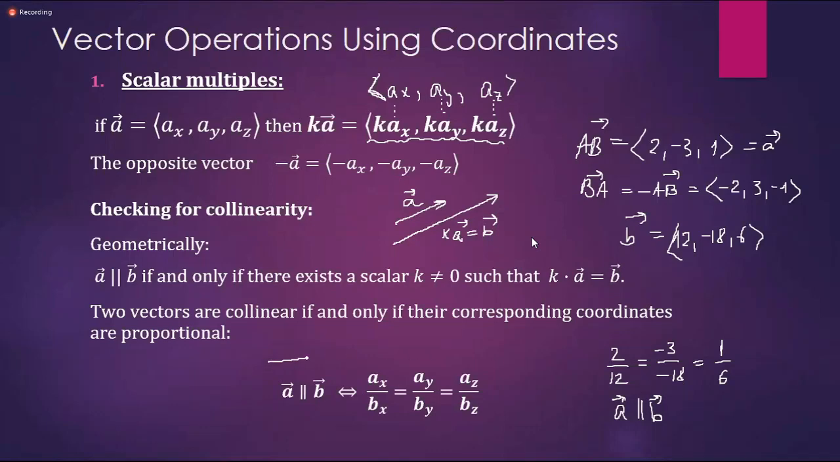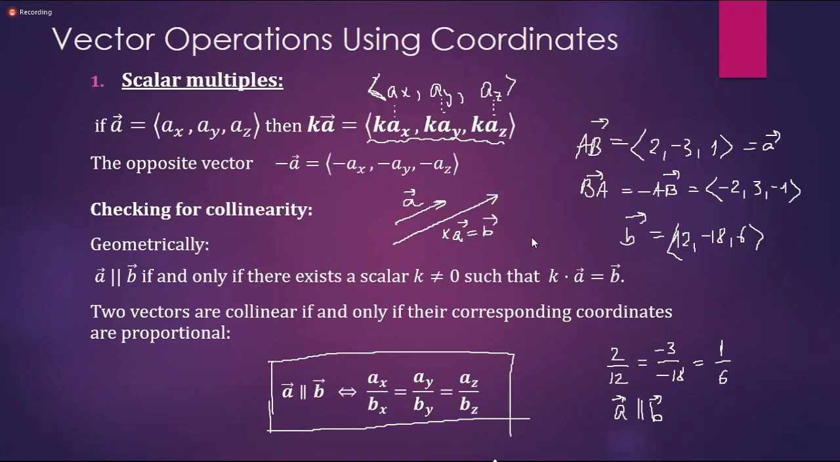So this is a very important test for collinearity. This is the easiest way for checking whether two vectors are parallel or not. Because if you have a three-dimensional situation, it's very difficult to imagine. It's very difficult to sketch in 2 dimensions.